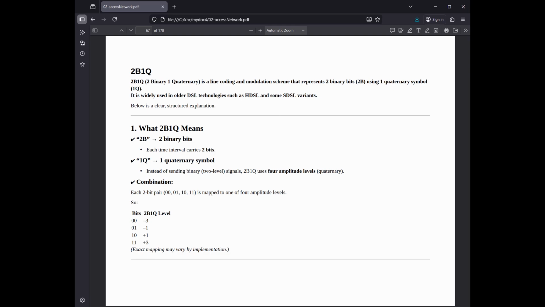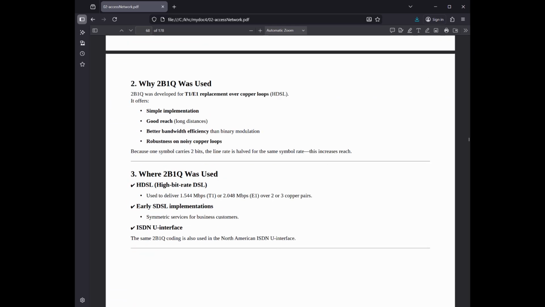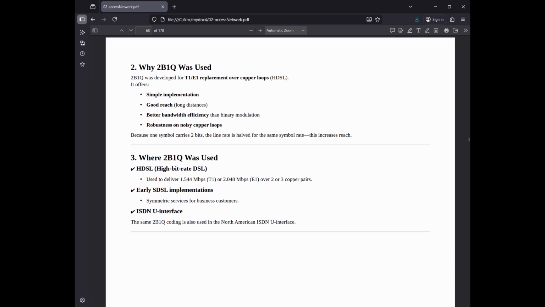Why 2B1Q is used? The primary reason for using 2B1Q is bandwidth conservation. Reduced baud rate: since each symbol carries 2 bits, the symbol rate, baud rate, is exactly half the bit rate. For example, to transmit at 160 kbps, the line only needs to pulse at 80 kbaud.